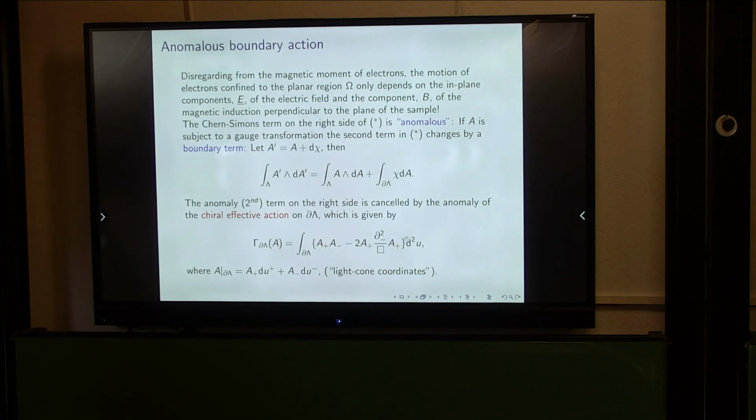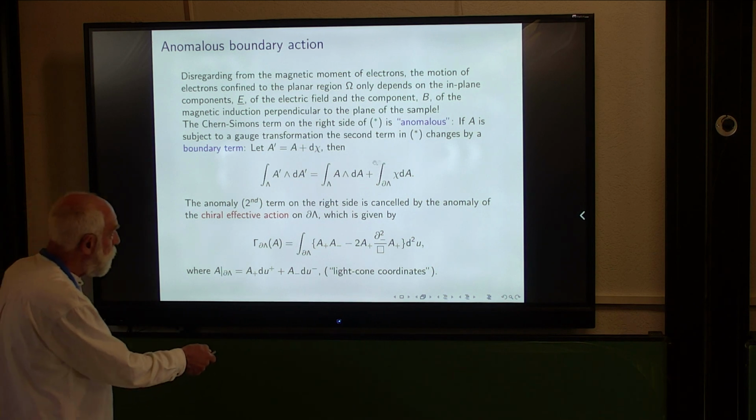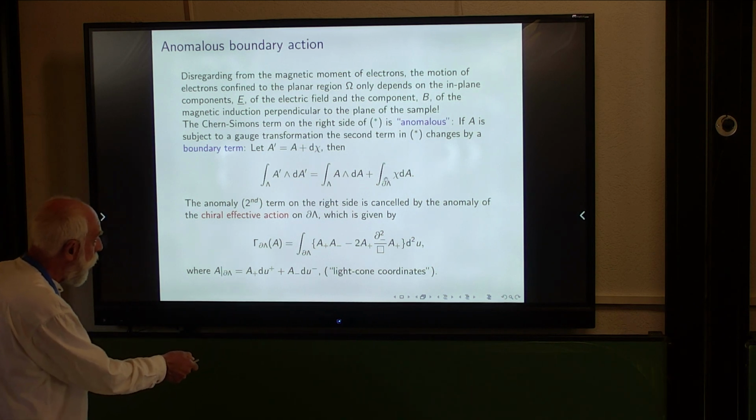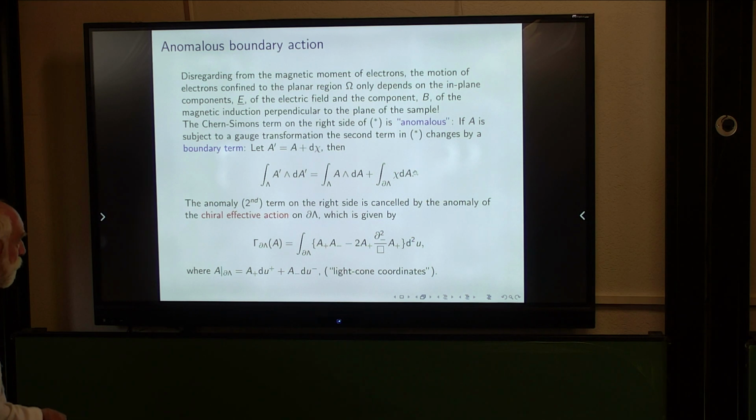So here I just do the computation which I just summarized in words. The boundary term that cancels this anomalous term, proportional to chi, where chi generates the gauge transformation, is called the anomalous chiral effective action.